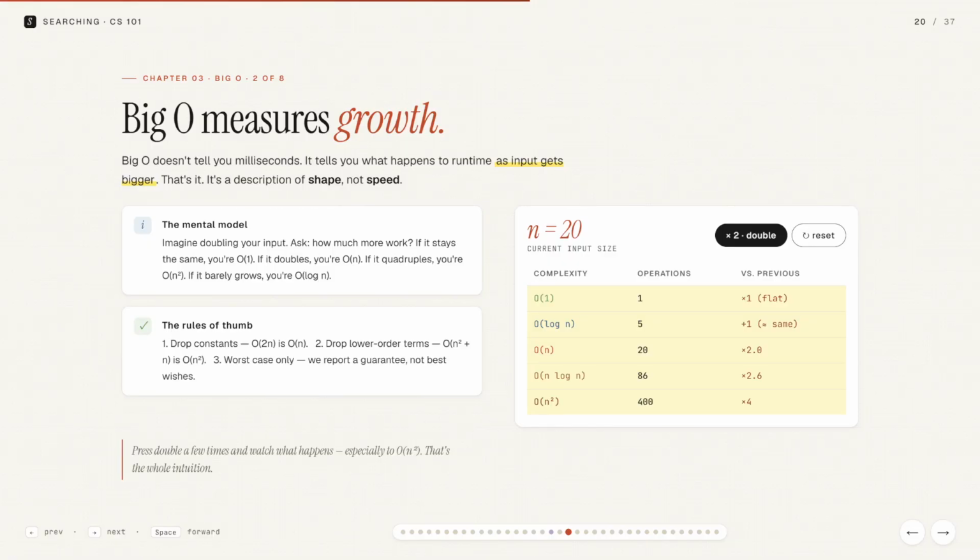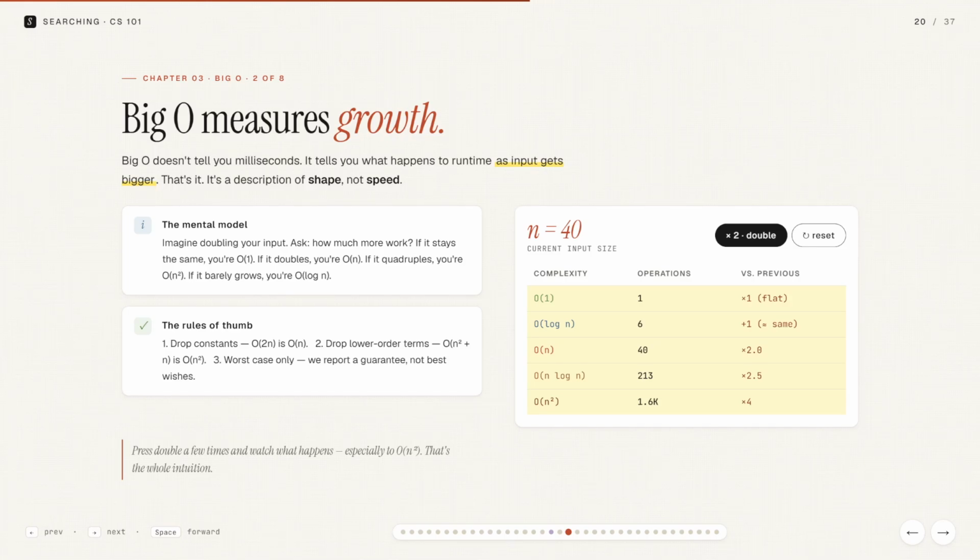Notice the difference here. I'm going to click double again for you. Let's look at it one more time. O of 1 is still 1. Log n, just one more step. Linear, doubled again. And quadratic, 1,600. It quadrupled again. My apologies.